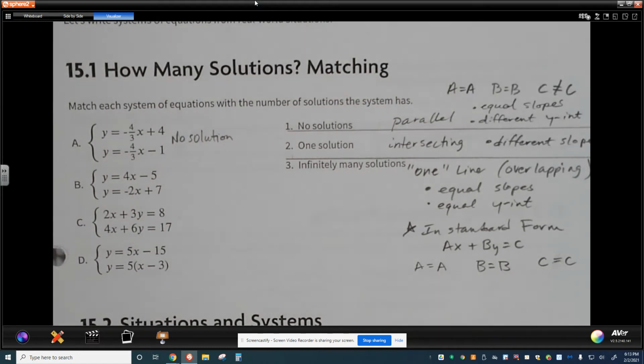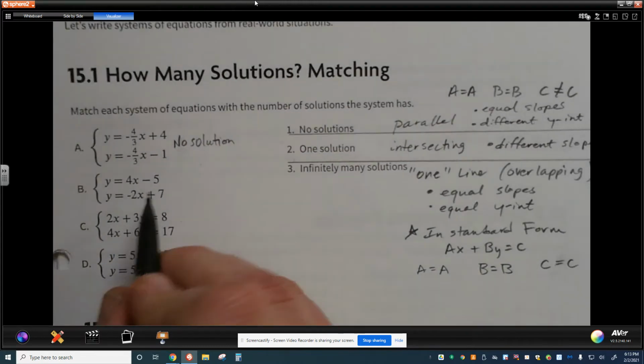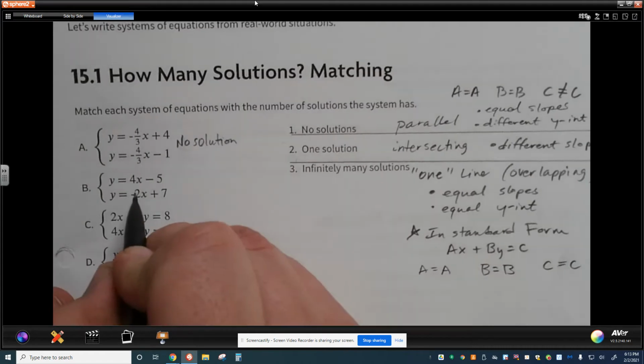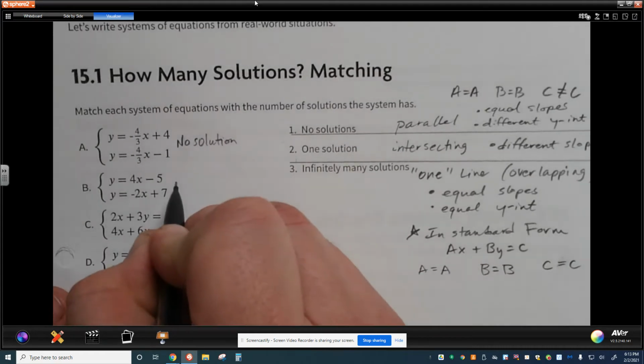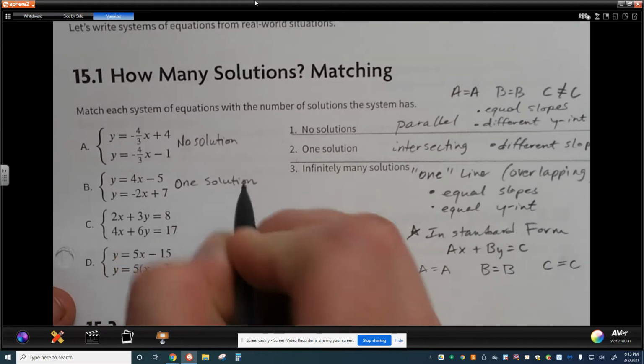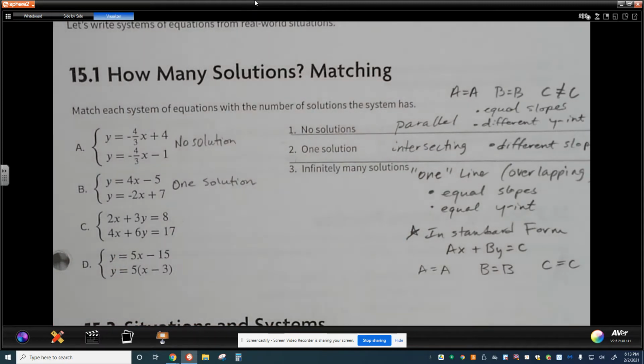Number B, or letter B, we have two lines with a slope of 4 and one with a slope of negative 2. Immediately, I see different slopes, and so I know that this one is one solution. We could find that solution. We're not going to at this time.